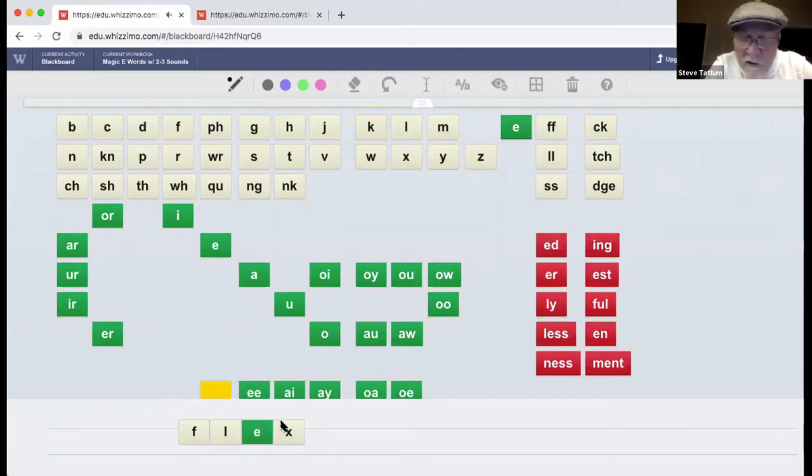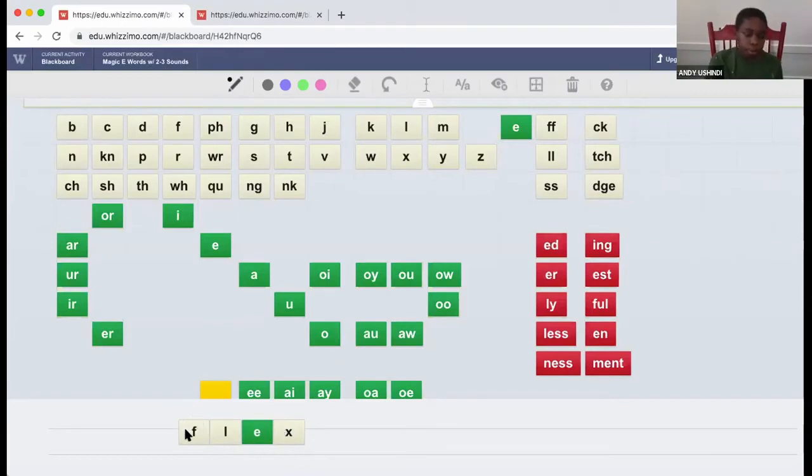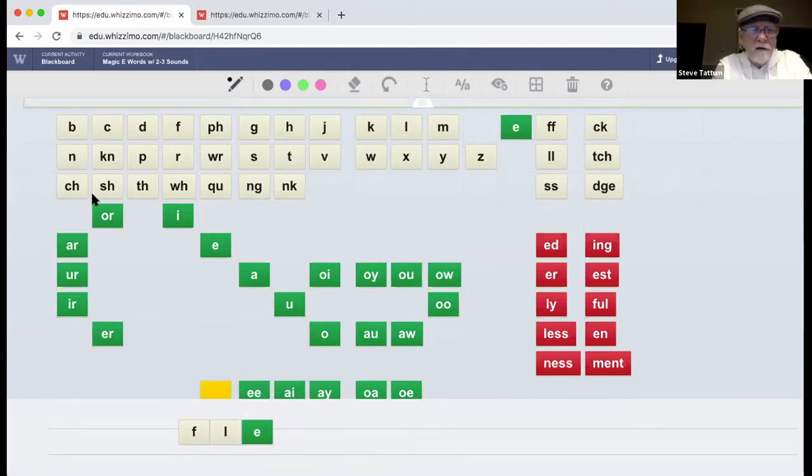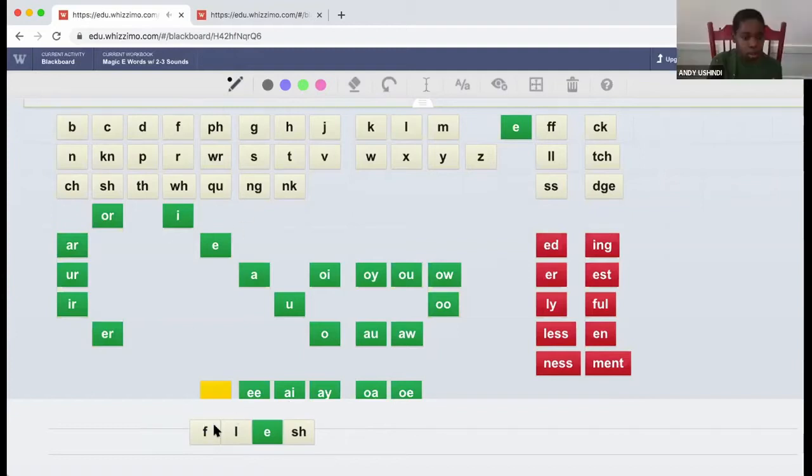Make it flesh. Let me hear it. Flesh. All right, start at the beginning, each sound. Mhm. Bottom row there, there you go. Flesh, good. All right, we're gonna make it clesh.